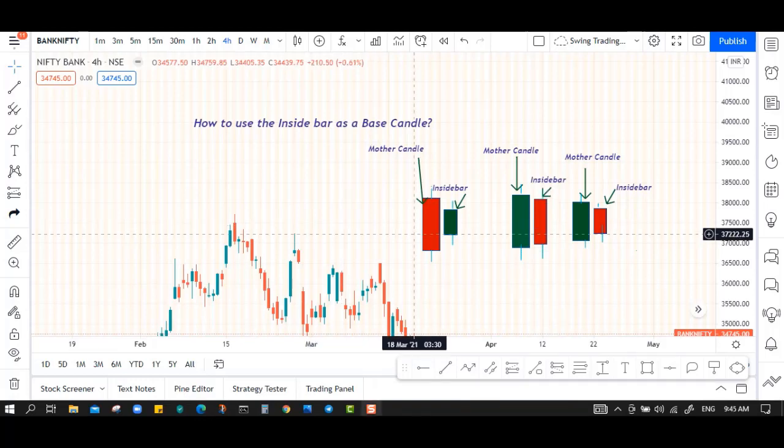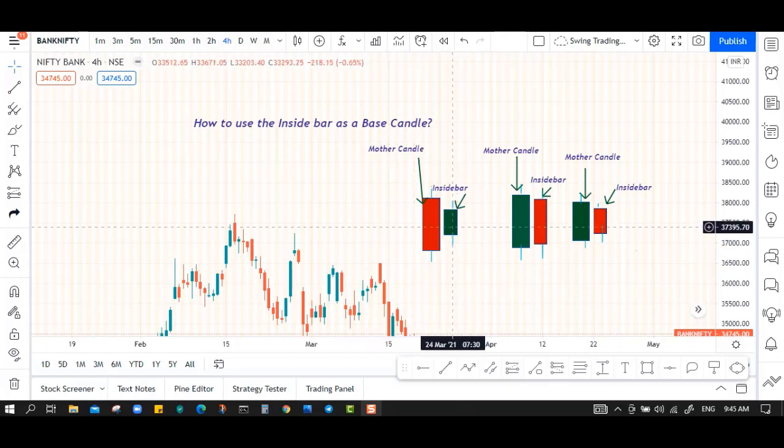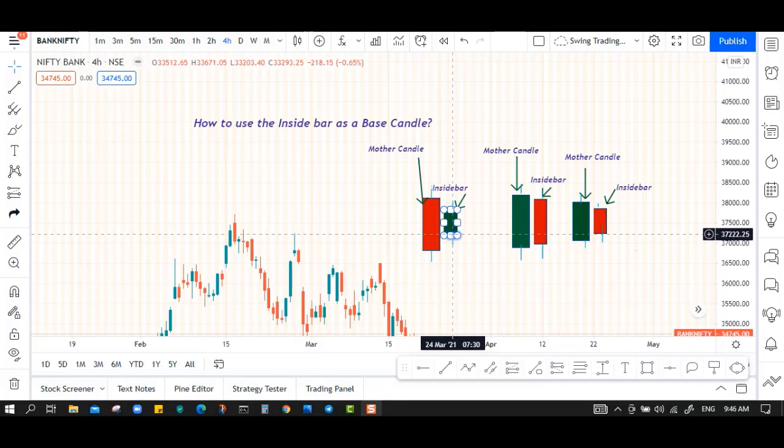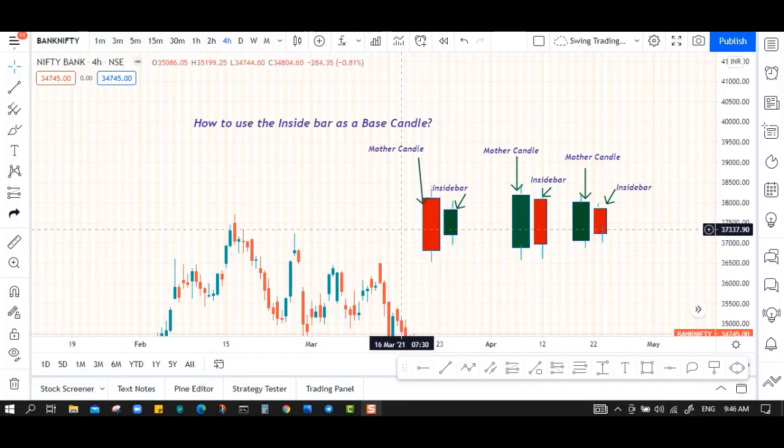As we all know, an inside bar pattern is a two-candlestick pattern in which the inside bar is smaller and within the high to low of the previous candlestick. The high is lower than the previous bar's high and the low is higher than the previous bar's low. The position can be at the top, middle or bottom of the first candle. The position does not matter, but the inside bar should be smaller and within the high to low of the first bar.